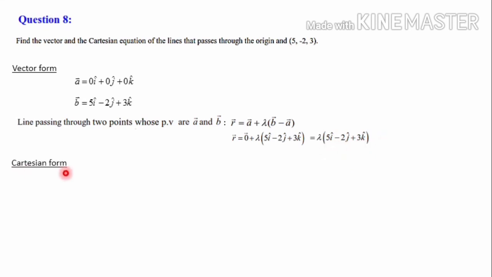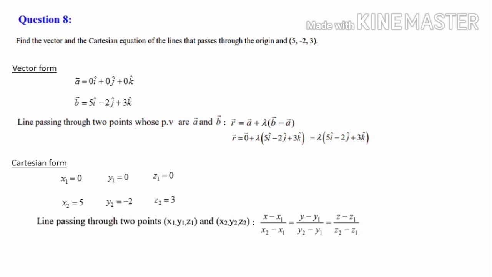Next, Cartesian form. For Cartesian form, we know that x minus x1 by x2 minus x1 is equal to y minus y1 by y2 minus y1 is equal to z minus z1 by z2 minus z1. So we need to identify x1 y1 z1, x2 y2 z2. x1 y1 z1 is quite clear. First point, origin. So x1 is 0, y1 is 0, z1 is 0. From here we can write x2 is 5, y2 is minus 2, z2 is 3. Let's substitute it.